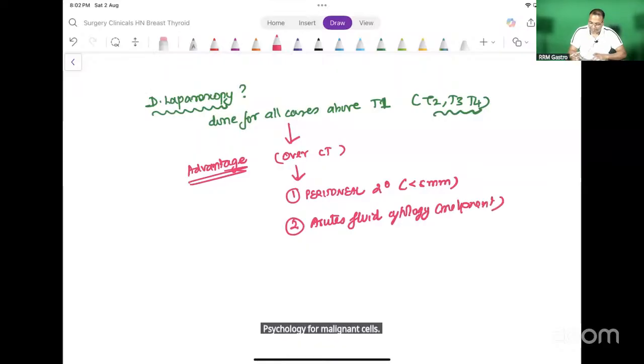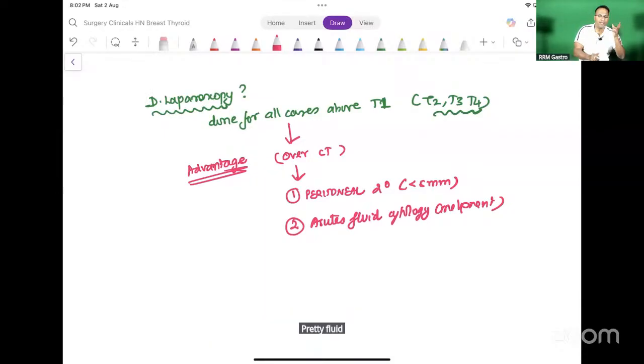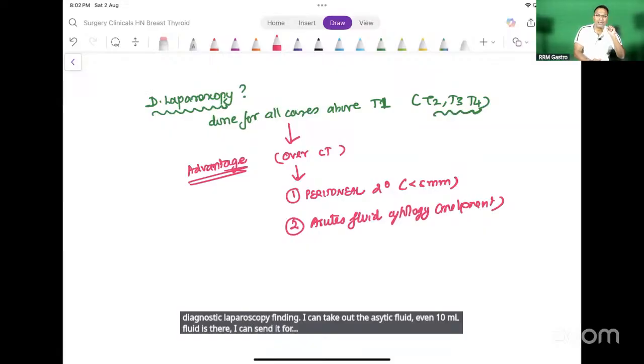Cytology for malignant cells I can do from a diagnostic laparoscopy. I can take out the ascitic fluid, even if only 10 ml of fluid is there, and send it for analysis. Peritoneal secondaries I can test, so peritoneal secondaries I can also see.